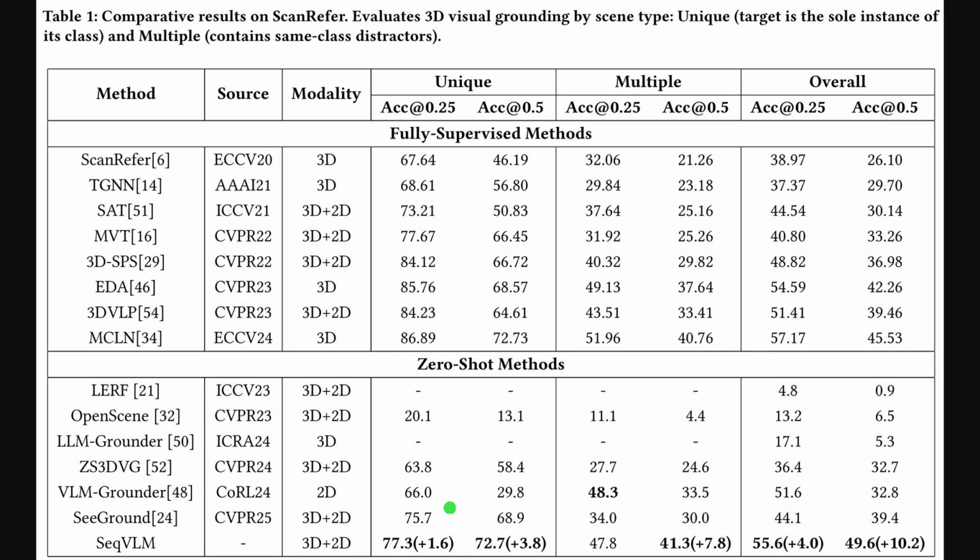So the previous figure outlined the pipeline. Table 1 reports comparative results on ScanRefer, split by unique, multiple, and overall. The key takeaway is that the zero-shot variant reaches 55.6% at ACC at 0.25 and 49.6% at ACC at 0.5 overall, which surpasses prior zero-shot baselines by sizable margins. The method also posts 77.3 and 72.7 in the unique subset and 41.3 at ACC at 0.5 for multiple, showing stronger fine-grained localization when distractors exist.